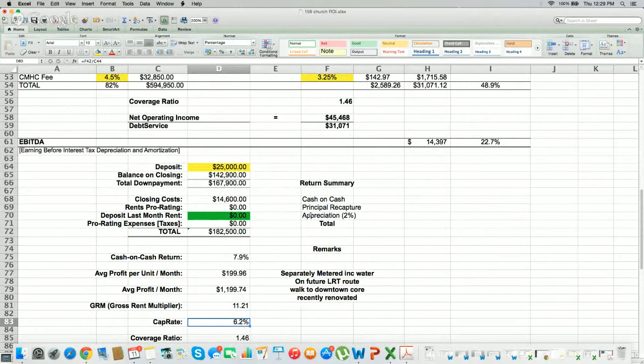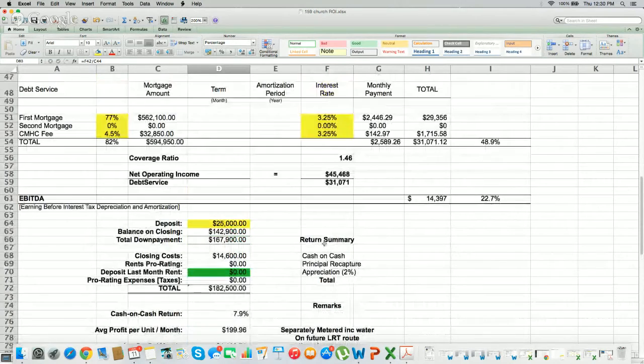As a little experiment, let's just try that right now. Let's say this building was $100,000 more. Let's say we bought it for $830,000. I'll show you what happens to the cap rate.